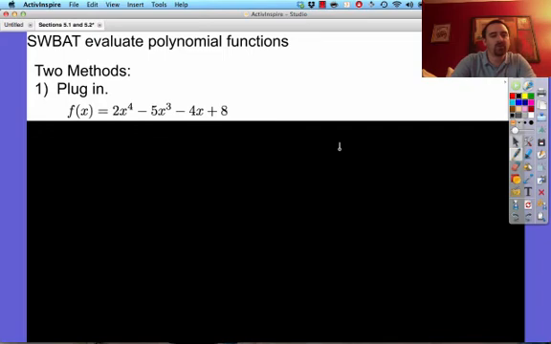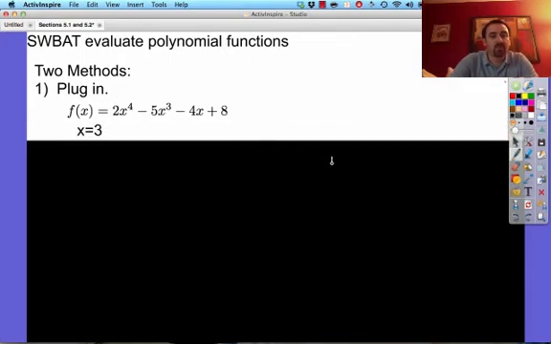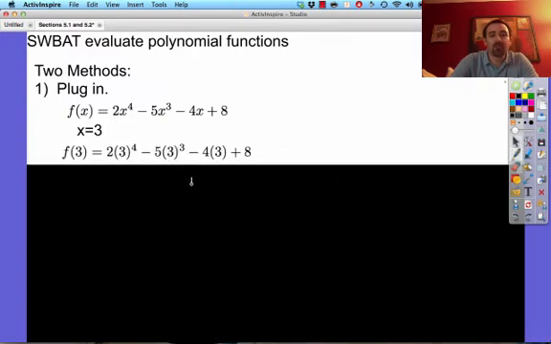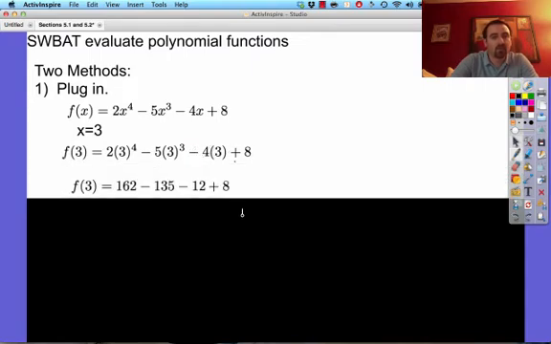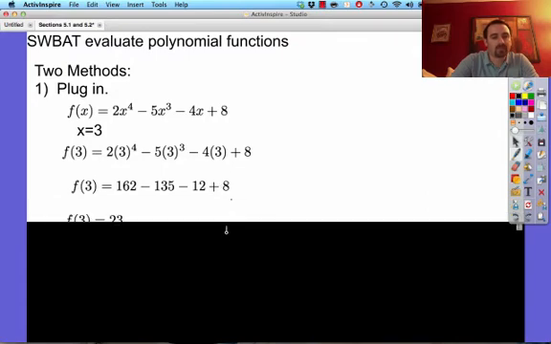If I give you a polynomial, here it is, and I ask, evaluate this when x is 3. That is to say, if I put a 3 in there, what happens? Well, here's the first way to do it. If I let x be equal to 3, I can put a 3 in there and I get 2 times 3 to the 4th minus 5 times 3 cubed minus 4 times 3 plus 8. What do I get? 3 to the 4th times 2 is 162. 3 cubed times 5 is 135. 3 times 4 is 12 plus 8. Simplify that and I get 23.